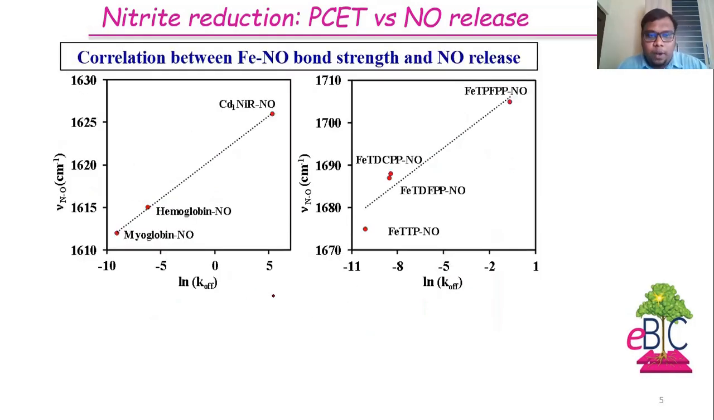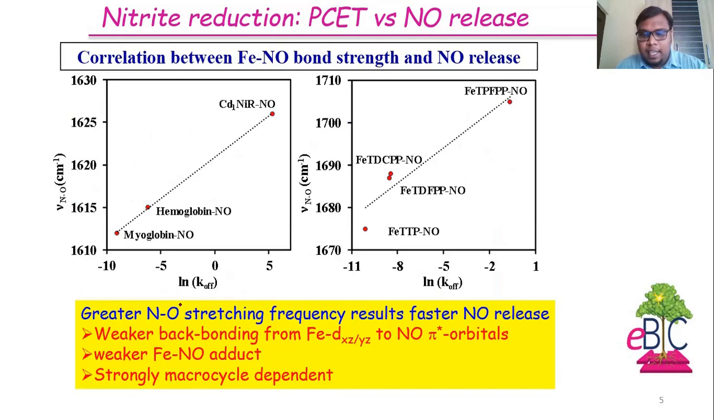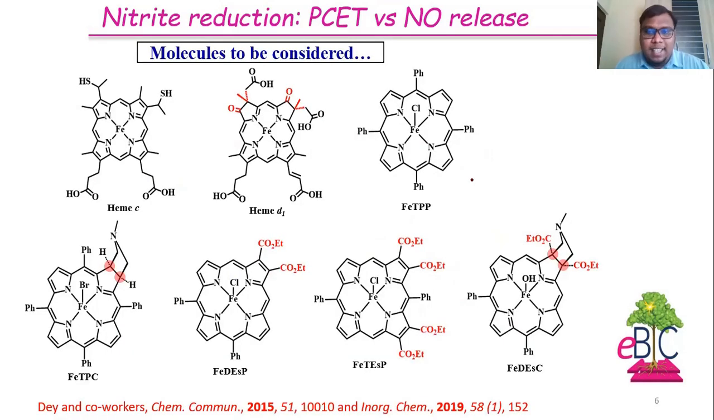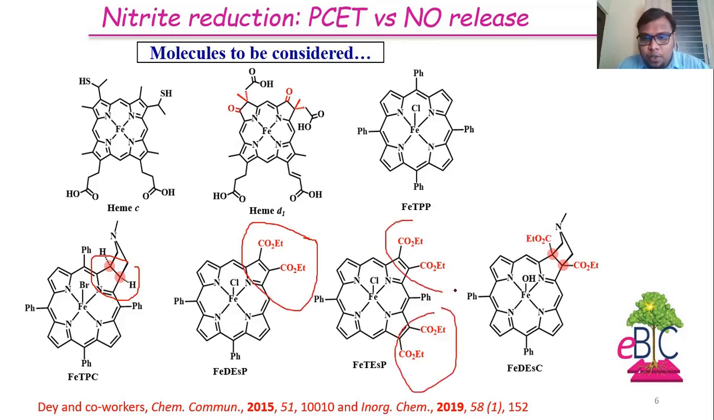And we found a correlation between NO stretching frequency and rate of NO release. We find that the higher the NO stretching frequency, the greater is the rate of NO release, and this is completely macrocycle dependent. That's why we decided to go with model complexes to differentiate the reactivity between heme C and heme D1. We chose iron TPP, which has no electron-withdrawing group and no saturated carbon centers, iron TPC having 2 saturated carbons, iron diester porphyrin having 2 electron-withdrawing groups, iron tetraester porphyrin having 4 electron-withdrawing groups, and iron diester chlorin, which has 2 electron-withdrawing groups as well as 2 saturated carbon centers.